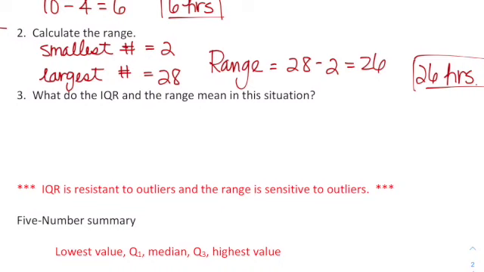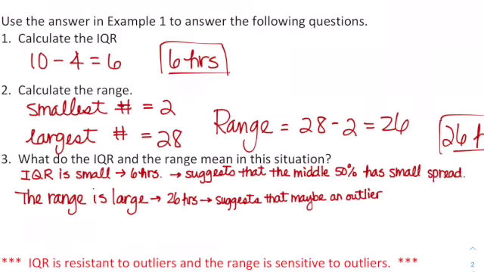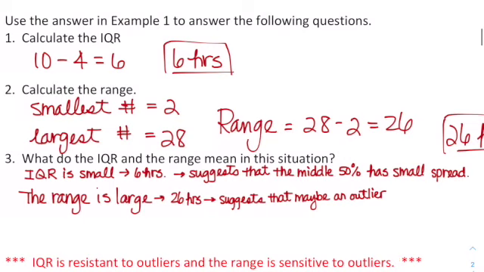Number 3. What do the IQR and the range mean in this situation? I'm going to write it down. You guys copy and we can talk about it. Number 3. What do the IQR and the range mean in this situation?